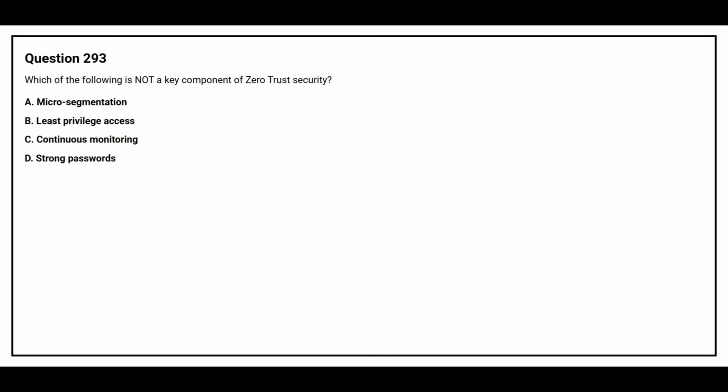Question number 293. Which of the following is not a key component of Zero Trust security? Option A, micro-segmentation. Option B, least privilege access. Option C, continuous monitoring. Option D, strong passwords. The correct answer is option D, strong passwords.